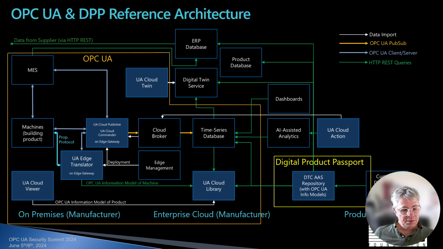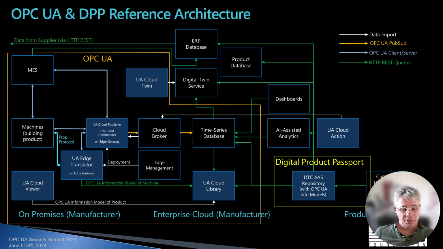But then nowadays with Industry 4.0, obviously you have a cloud connection, and this is done through an edge gateway. And you would have things like the cloud publisher and the cloud commander. So the cloud publisher publishes data from machines in a PubSub format to a broker, and the cloud commander receives commands from a cloud broker and sends them on to the machines in OPC UA client server technology.